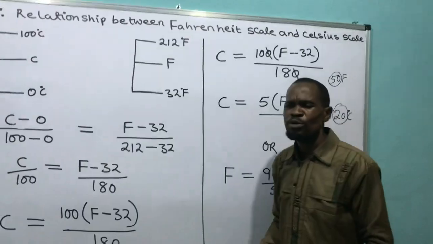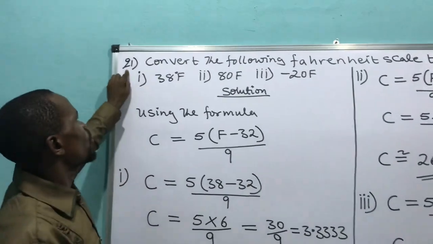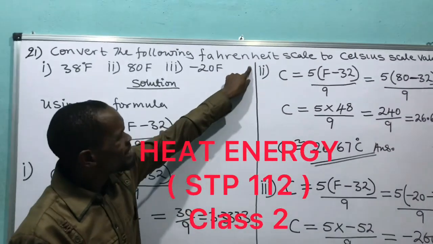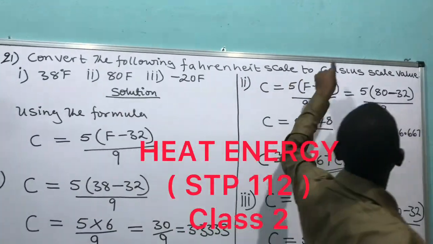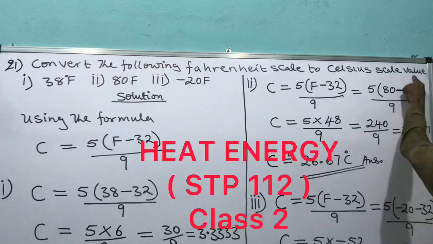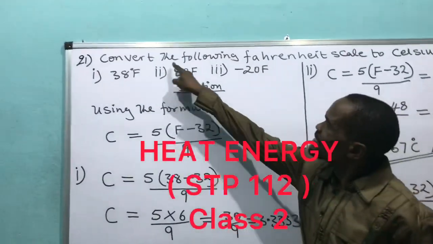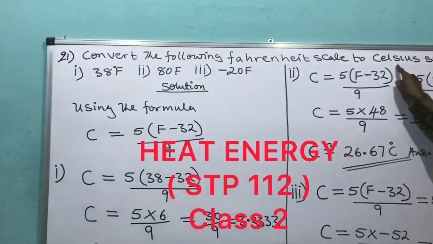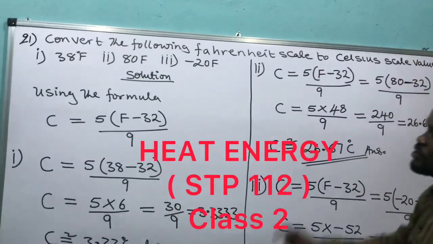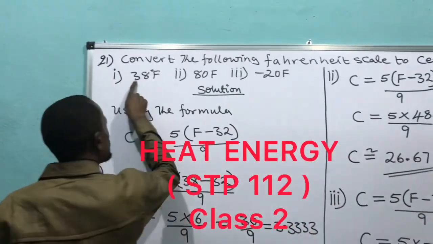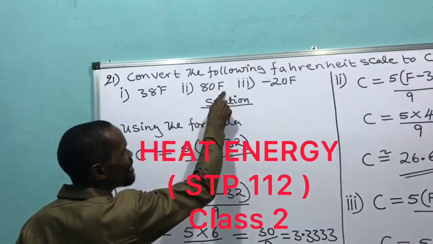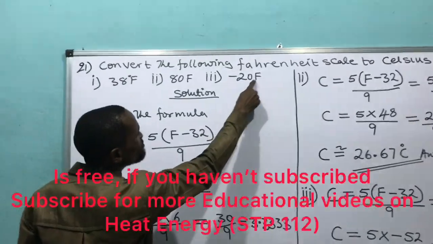Let's go to question number 1. Question number 1: Convert the following Fahrenheit scale to Celsius scale value. Look at the question: 38 Fahrenheit, 80 Fahrenheit, minus 20 Fahrenheit.